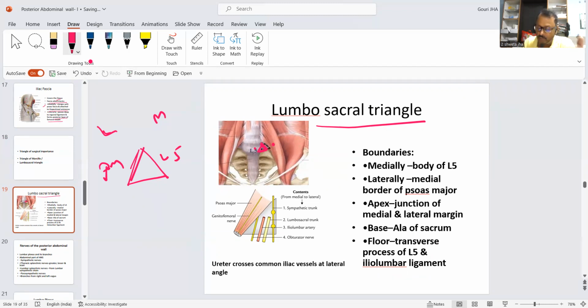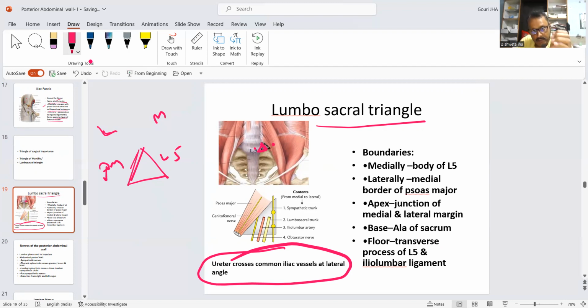What is the importance of this lumbosacral triangle? The ureter crosses the common iliac vessels at this triangle, at the lateral angle. So the importance of this lumbosacral triangle is not in knowing the boundaries or the structures which form its boundary, but that the ureter crosses the iliac vessels at the lateral angle.